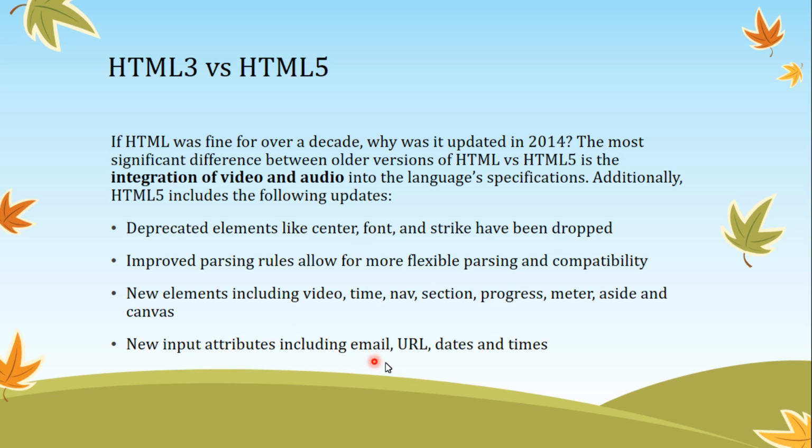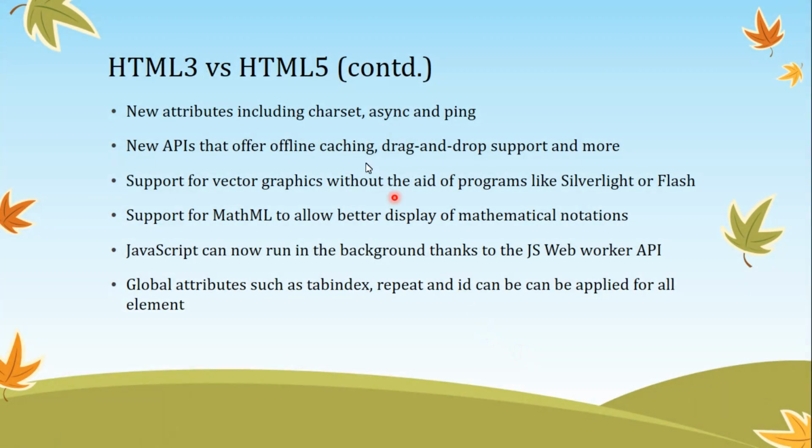New input types including email, URL, dates, and times have also been included, which is well understood. New attributes including charset, async, and ping have also been added. What charset, async, and ping are will be discussed later on, when we talk about text in HTML, how to write and use text in HTML to build the content of your web page. Now, new APIs that offer offline caching, drag and drop support, and more have also been included.